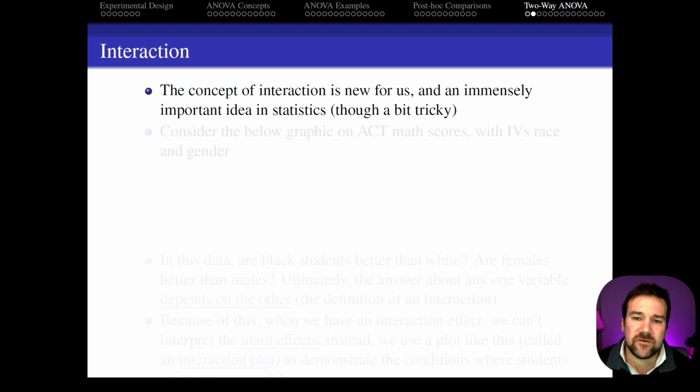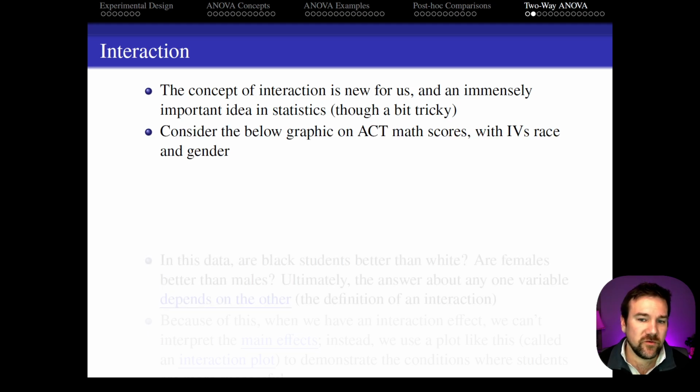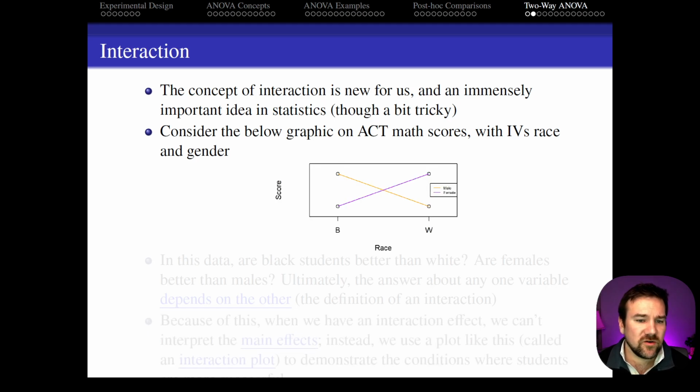So the concept of interaction is an immensely important idea in analysis, especially when dealing with multiple independent variables, though it is a bit tricky. So being an old math teacher, let's look at the graphic of ACT math scores made up, and we're going to break this down by race and gender as the independent variables. And to keep it simple, I'm just going to use two races, black and white, B and W respectively, and two genders, male and female.